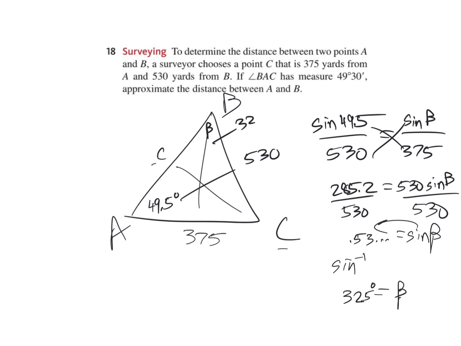All right, 32.5 degrees. So now we ought to be able to get gamma. So 180 minus the 32.5 minus the 49.5 gives me gamma of 98 degrees. Now we can get C. So again, the sine of 49.5 is to 530, as the sine of 98 degrees is to little c. So 530 times the sine of 98 gives me 524.8.